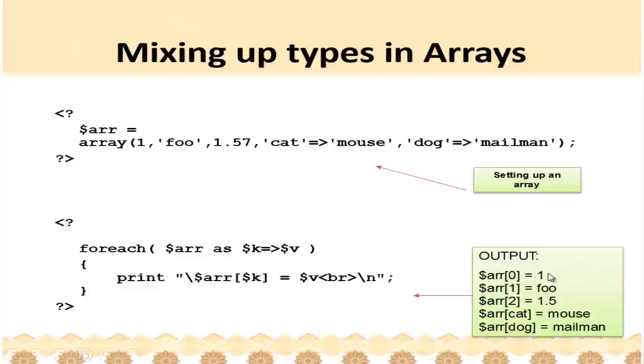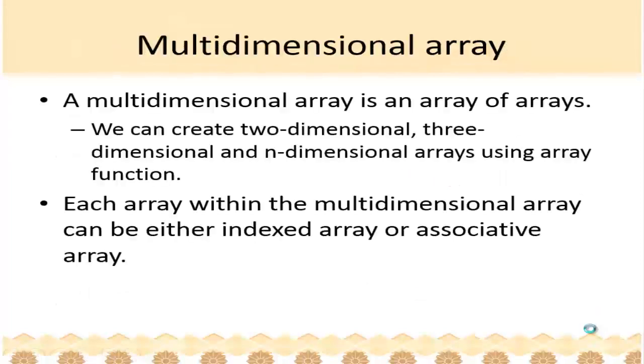Okay, and if you try to display the value, you will notice that the first element will have the index 0. The second element will have the index 1. The third element will have the index 2, and the fourth element, you notice the index is already supplied here, that is the key, and the value is supplied here. The fourth element, the index is supplied here, and the value is supplied on the other side. So you can have it in any order you want it.